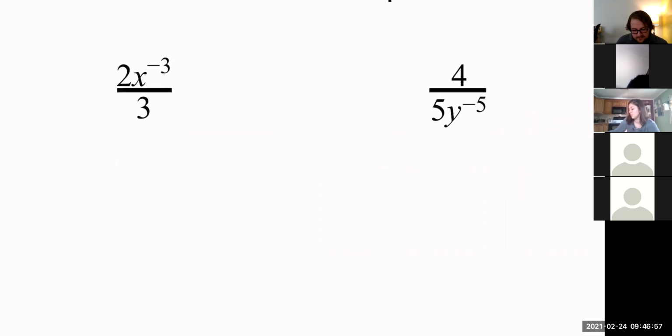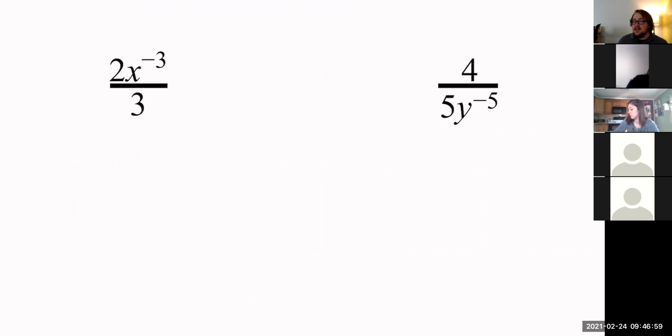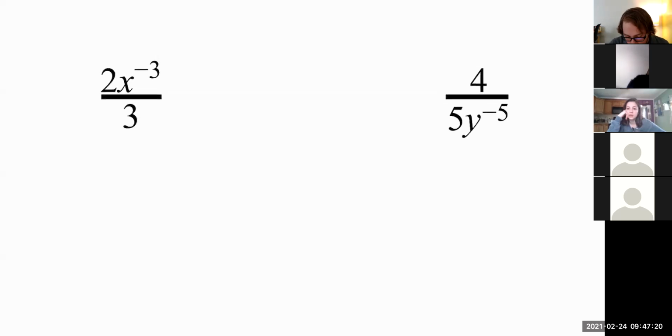So starting with these first two, I'm going to ask some questions that seem simple, but I need your brain to be in that mind space. So on the first one here, 2x to the power of -3, all of that over 3. Do we have a negative exponent? Yes. What is the base of that negative exponent? 2. X. So I heard the 2, I heard the x.